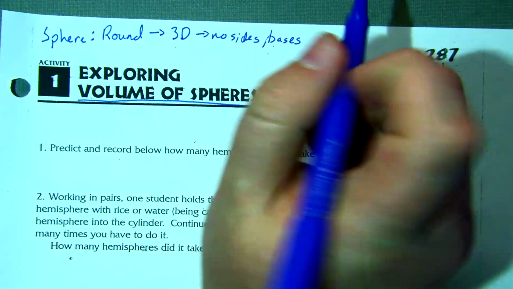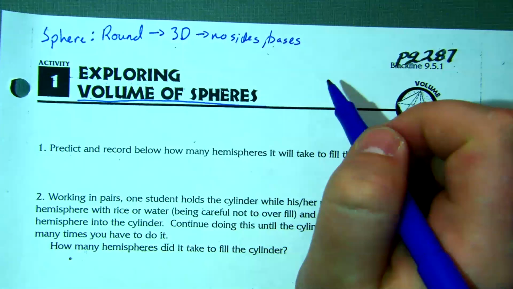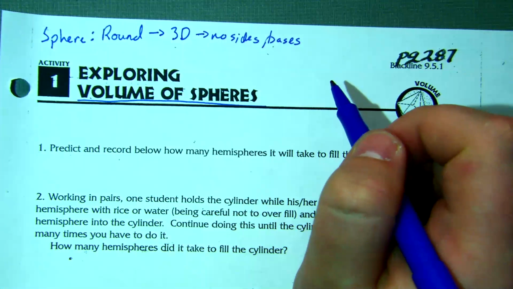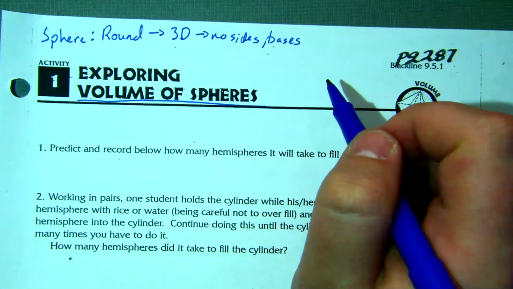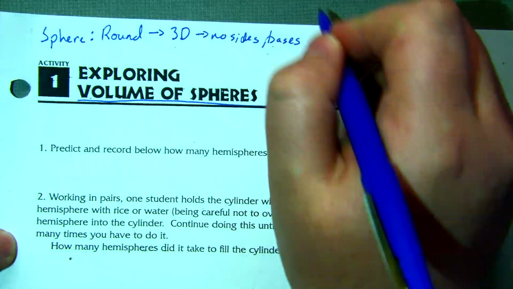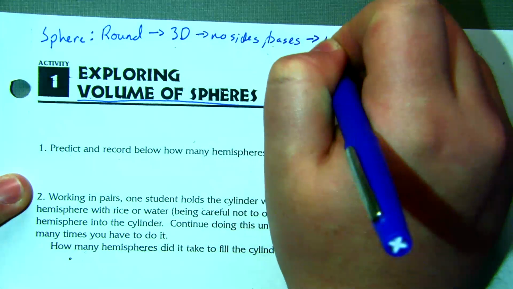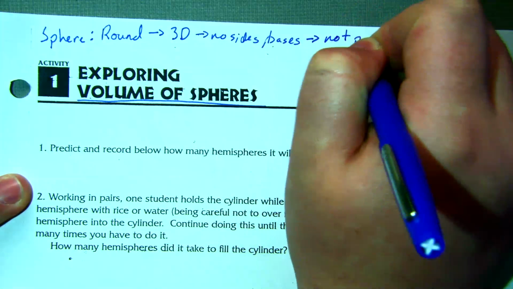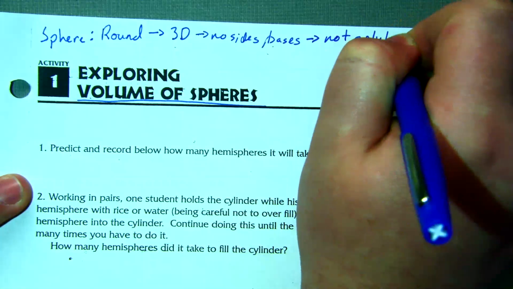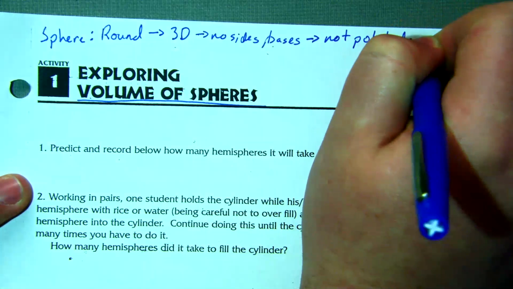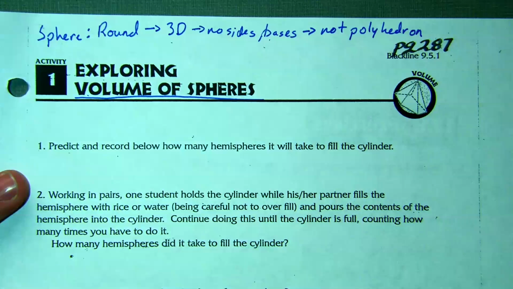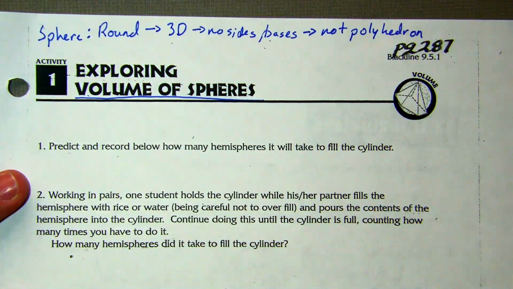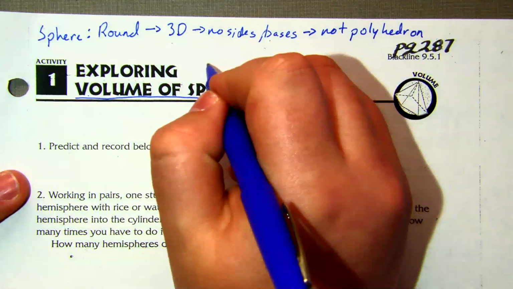Is a sphere a polyhedra? Yes or no? No, it is not. Not a polyhedra. Or not a polyhedron, however you want to say that. So, I want to introduce a new definition here, or a definition here as well.